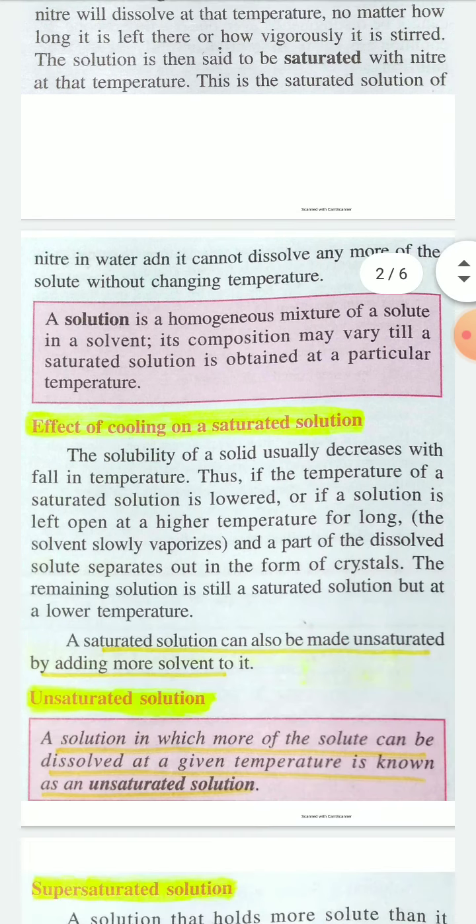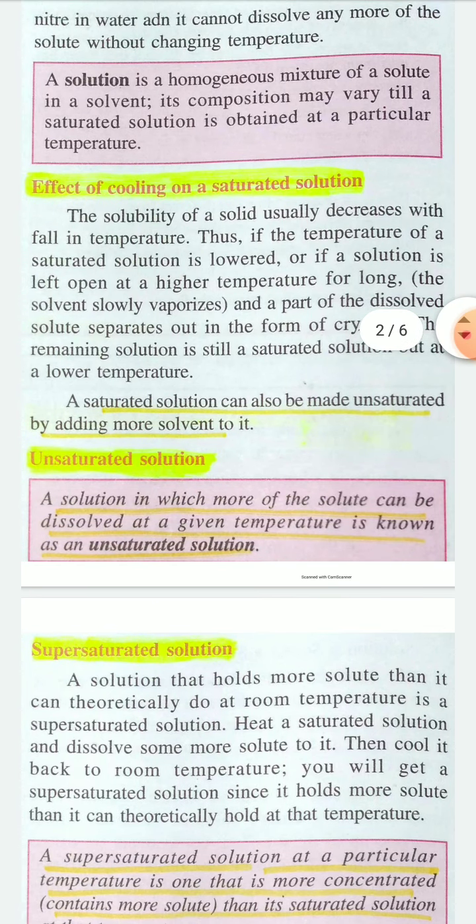Second, now in the box it is given what is solution. Solution is a homogeneous mixture of solute and solvent. I have told in the previous video, solution is a homogeneous mixture of solute and solvent. And its composition may vary till the saturated solution is obtained at a particular temperature. And solutions are of three types: saturated, unsaturated, and supersaturated. A saturated solution is a solution that cannot dissolve any more solute at a given or particular temperature.